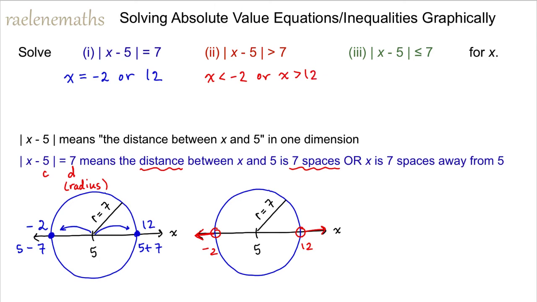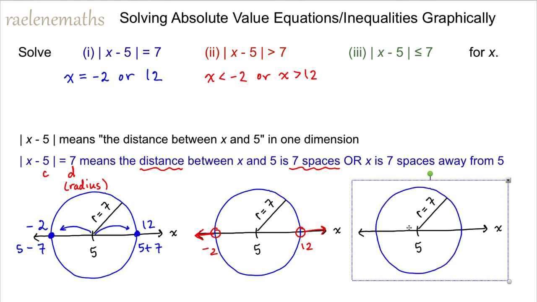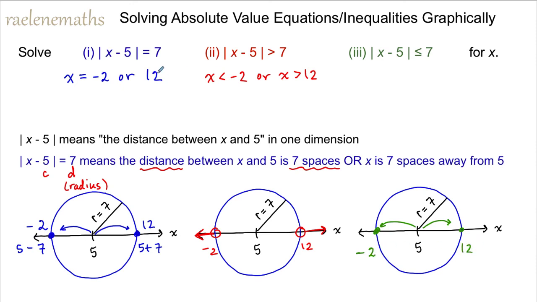In the third case, we have a slightly different statement. We have that the distance between x and 5 is less than 7 spaces or exactly equal to 7 spaces. As we pointed out earlier in the blue case, for x to be exactly 7 spaces away from the center, we are points on the circle. So x in this case does get to be negative 2 or 12, just like it did in the blue case, because we have an equal to in both of these questions.